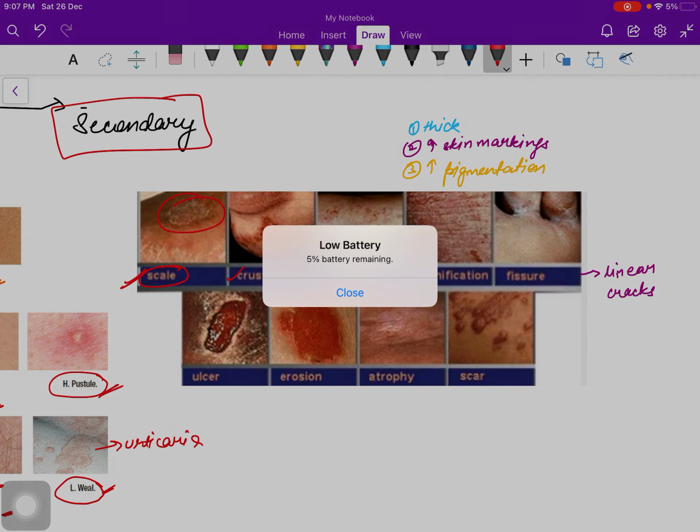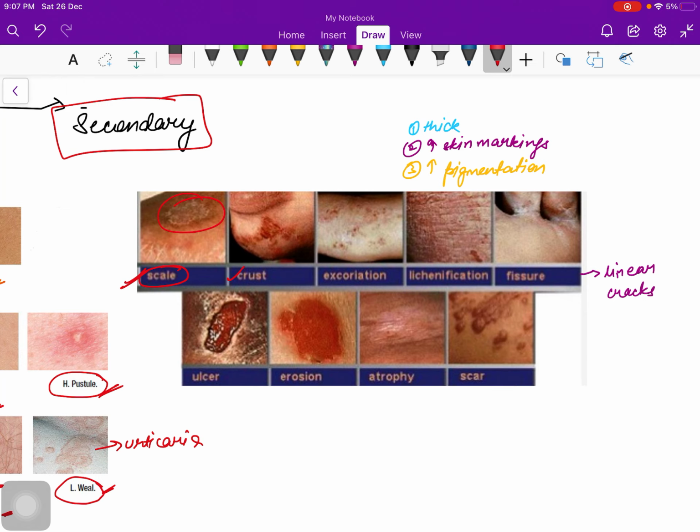Then coming on to crust. A crust is formed due to exuded pus or serum exudates. Then excoriation, or scratch marks, then lichenification. It consists of three things: a thickened skin along with increased skin markings and increased pigmentation. You have to remember all of the three features of lichenification.